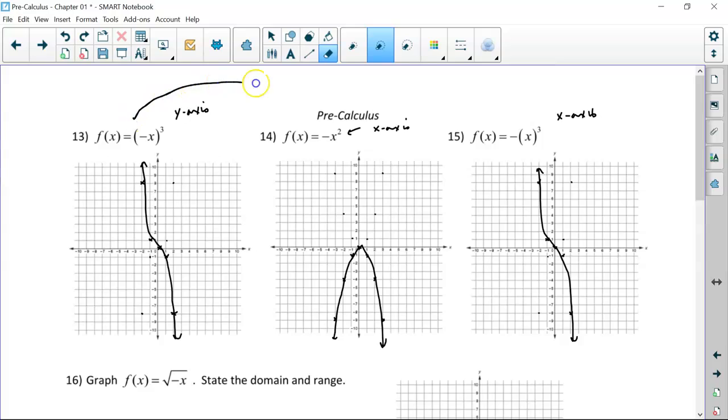Interestingly enough, for 15 and 13, it's the same graph, even though one had x-axis reflection, the other one had y-axis reflection. And the reason is that graph had origin symmetry. And origin symmetry is x and y-axis.